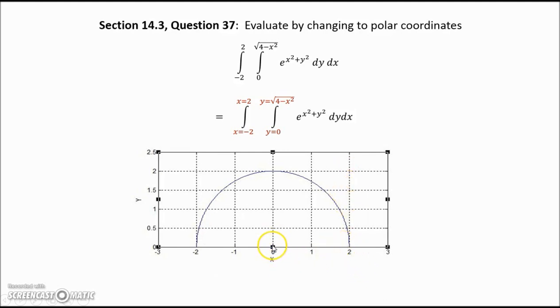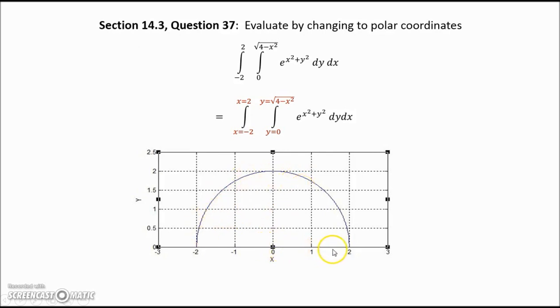Now we want to change this to polar. So if we want polar, we're going to start from here. This is our origin. We have r. Because we want all this area, it's not shaded, but it should be shaded. So this is the area here, all this is the area. So we want r to go from 0 all the way to 2, right? This is our maximum point. Wherever you go, r is 2 on this half circle.